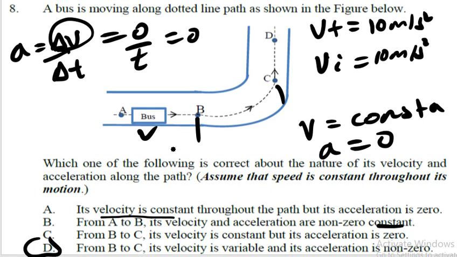When we are talking about from B to C, either the bus should increase the velocity and the acceleration will be constant, or the velocity might decrease, but anyway there will be variable velocity and there will be acceleration also. The acceleration will be non-zero, because velocity change means acceleration is there. So the answer necessarily will be D.